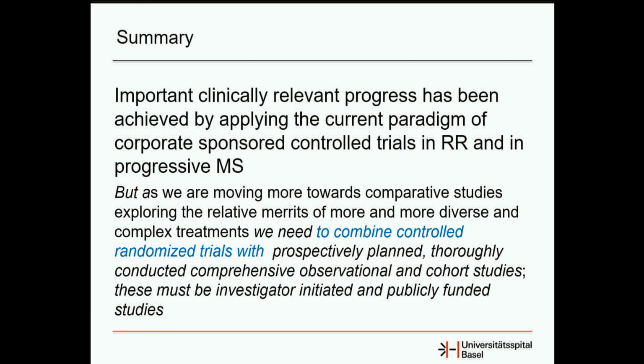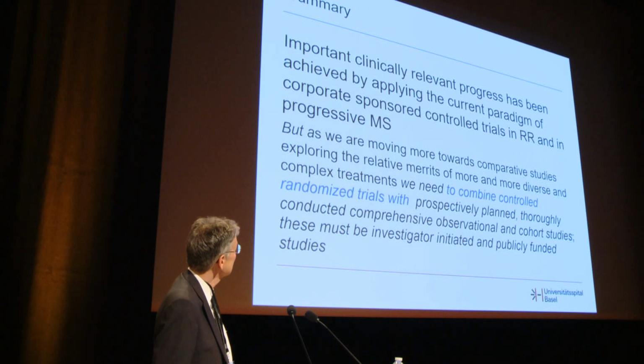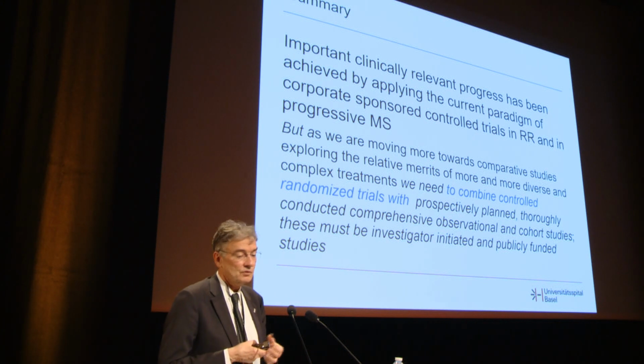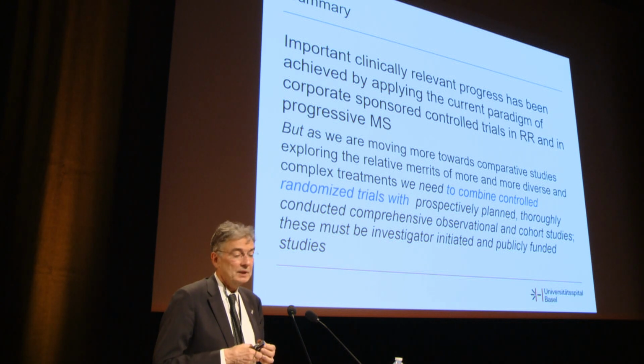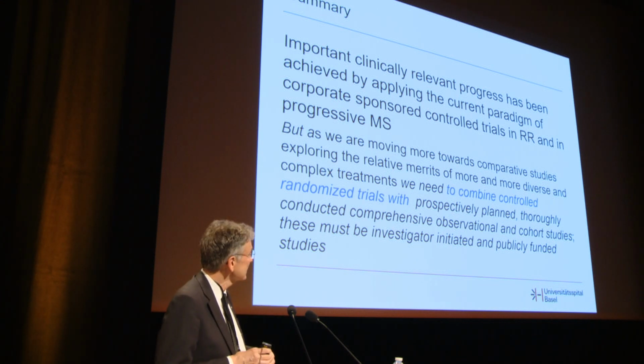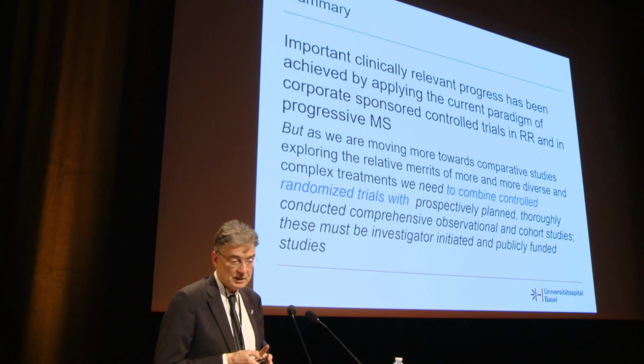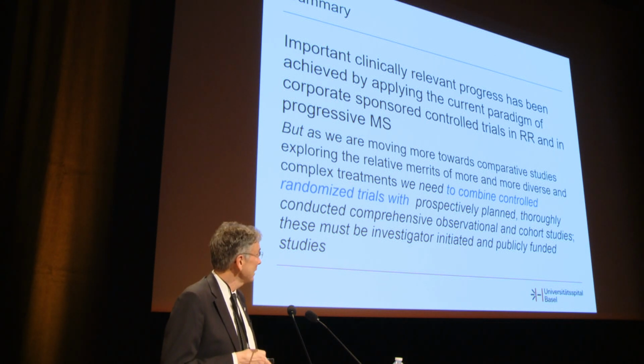So to summarize at the end of my presentation, I think all here have no doubt that there have been important and clinically relevant progress by applying the current paradigm of corporate-sponsored controlled trials in relapsing remitting and also partly in progressive MS, but that as we are moving towards comparative studies exploring the relative merits of more and more diverse and complex treatments, we need to combine controlled randomized trials with prospectively planned, thoroughly conducted, comprehensive observational and cohort studies. And this must be more independent of corporate sponsors, more investigator-initiated and publicly funded studies.